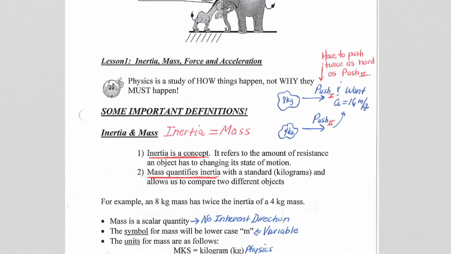All right, our first lesson is going to be on looking at inertia, mass, force, and acceleration. The first thing we're going to look at is inertia and mass, and the reason I circle them together here is that inertia and mass refer to the same concept. The concept is inertia, and mass is the numerical quantity we give to that concept.